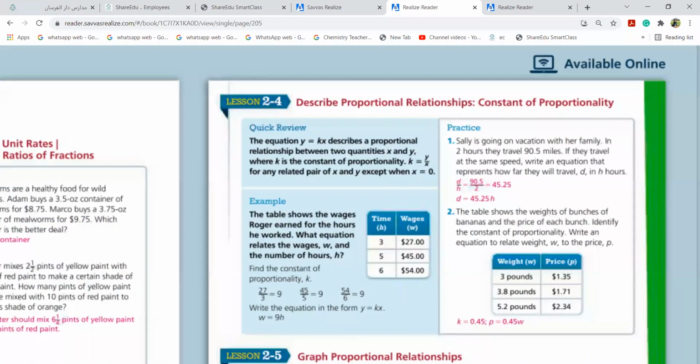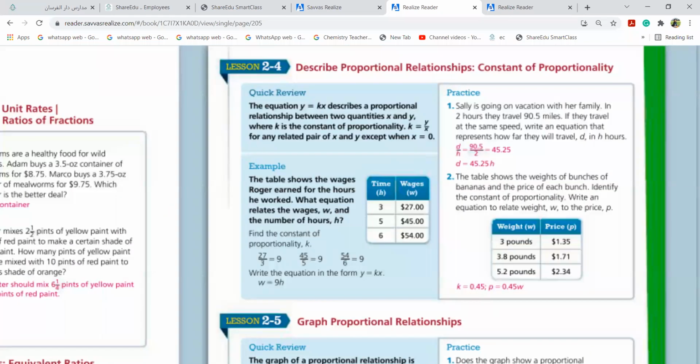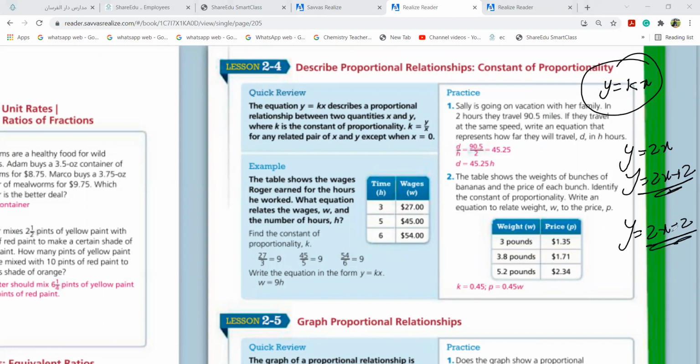Lesson number 2.4. What is the equation of the line? Y equal kx. This is the proportionality equation, right? Suppose, see girls, instead of y equals 2x, they gave you y equals 2x plus 2. Is this proportional? No. If they gave you y equals 2x minus 2, is this proportional? It's not proportional. It has to be exactly like this.